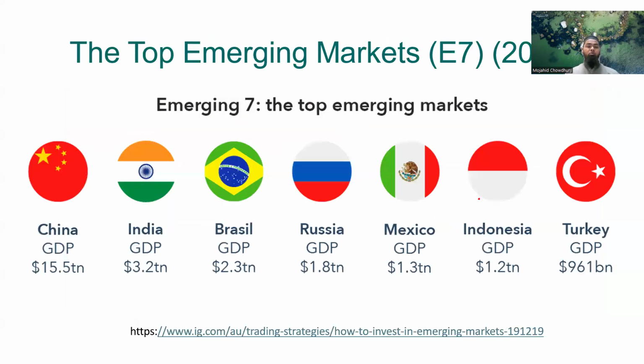So let's have a look at the top few emerging countries, the top seven. China, it's the data from 2013. Sorry, my mistake, I couldn't come up with the actual latest data. So China has 15.5 trillion, India 3.2, Brazil 2.3, Russia 1.8, Mexico 1.3, Indonesia 1.2, and 986.61 billion, GDP in terms of this.